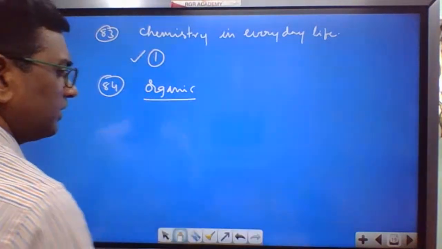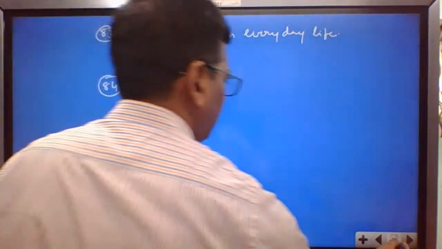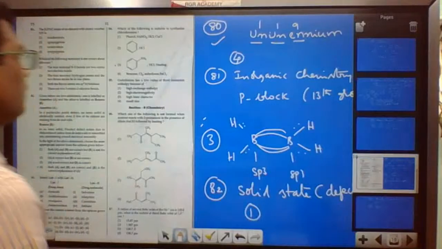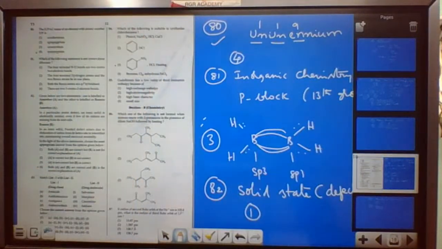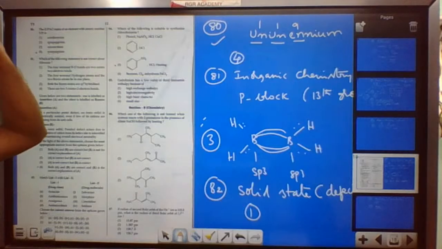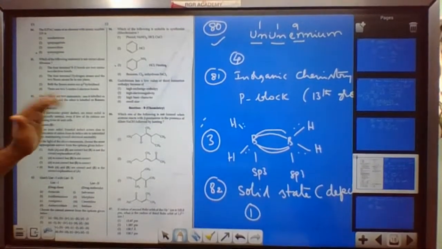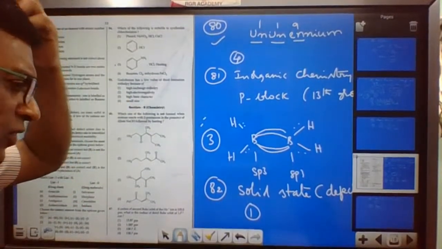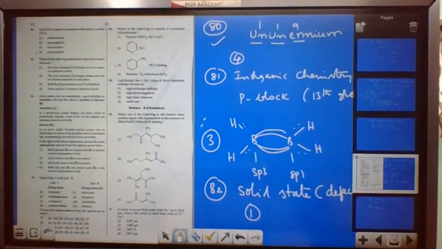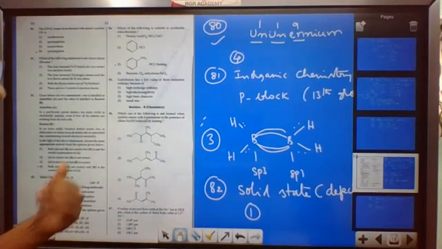Organic. So this is a very simple question. You see phenol, NaNO2, HCl, CuCl2. You won't get chlorobenzene. Phenol does not convert into diazonium salt. Phenol when treated with NaNO2 and HCl, you won't get the diazonium salt.